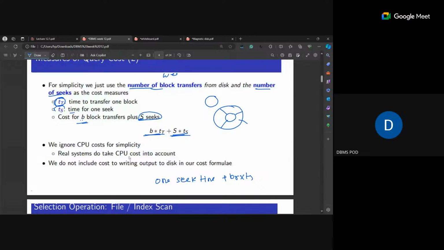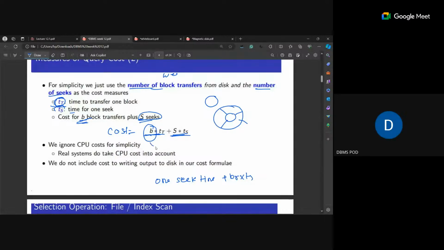Here you have mentioned that B block transfers and S seeks, with TT time for one block transfer and TS time for one seek, right? You have mentioned all the things. So how many block transfers are there, how many seeks are there, what is the time for transferring one block, and what is the time for one seek? Then we are calculating the cost. What will be the cost? This is general, not specific.